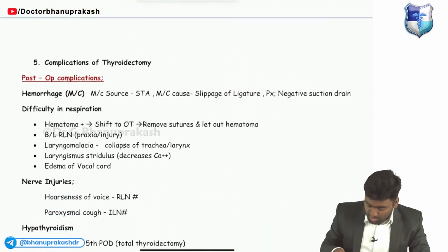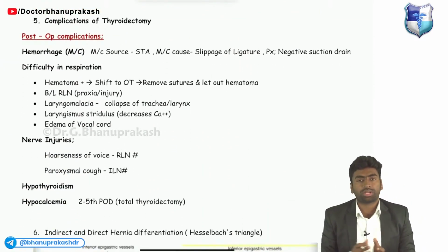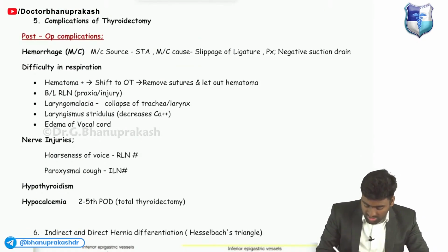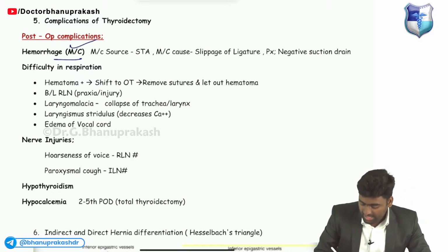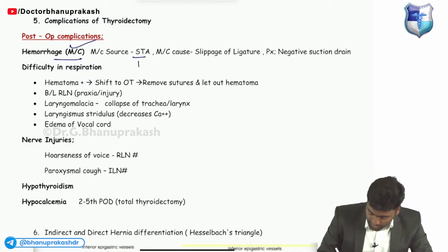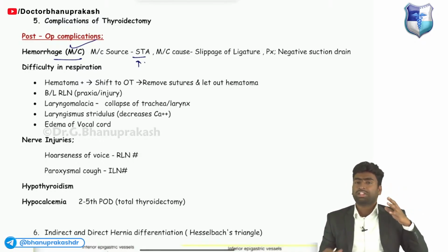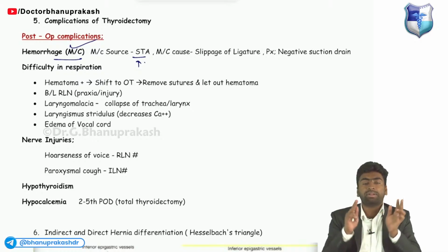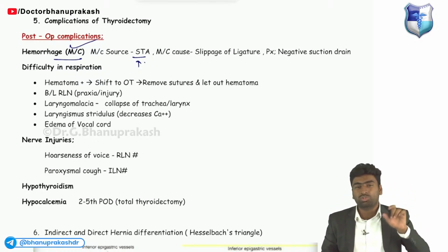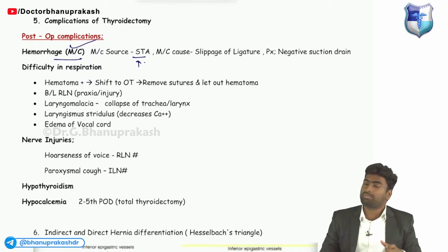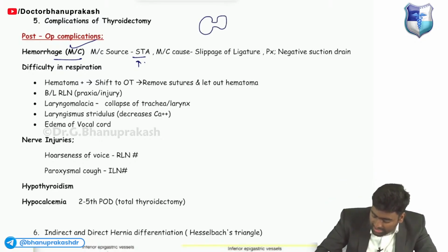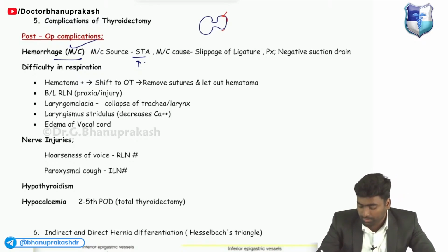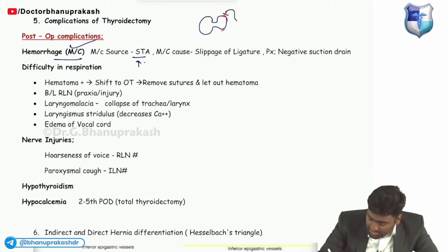Okay, we will move on to the complications of thyroidectomy. When you do a thyroidectomy, you can encounter multiple complications. The most common complication is hemorrhage, mainly from the superior thyroid artery. Once you need to remove the thyroid gland, you will clamp near the gland, to prevent injury to the nerves and also prevent ischemia to the parathyroid gland. So you will try to ligate as early as possible, meaning as close to the gland as possible.